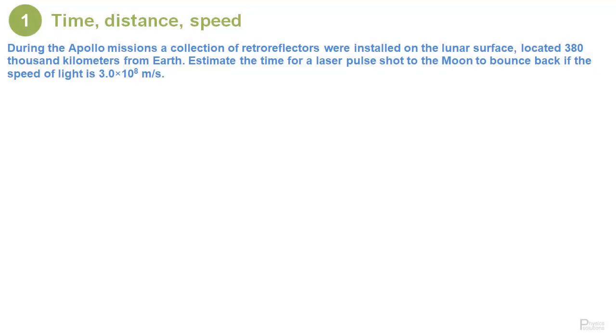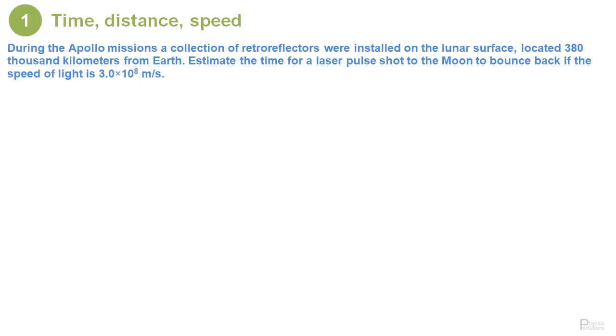During the Apollo missions, a collection of retroreflectors were installed on the lunar surface, located 380,000 kilometers from Earth. Estimate the time for a laser pulse shot to the Moon to bounce back if the speed of light is 3.0 times 10 to the 8th meters per second.